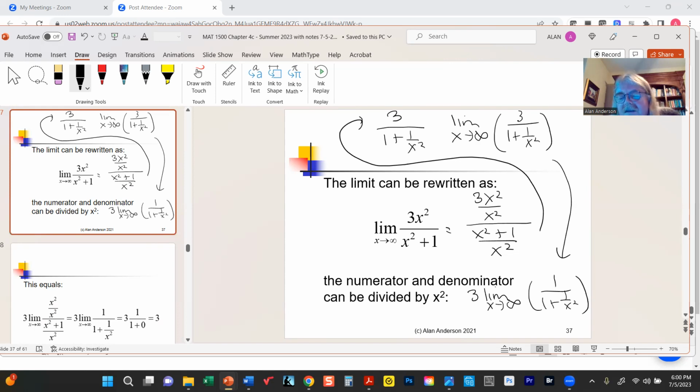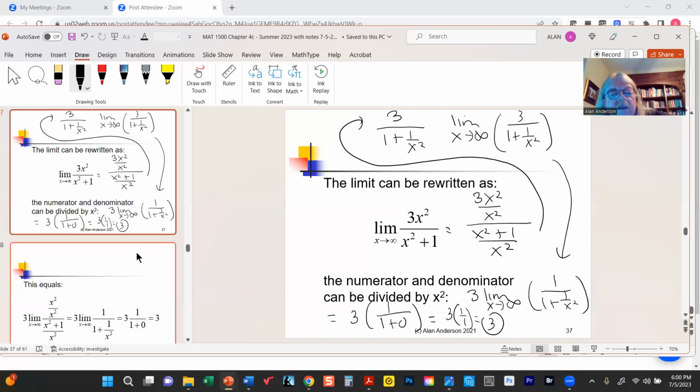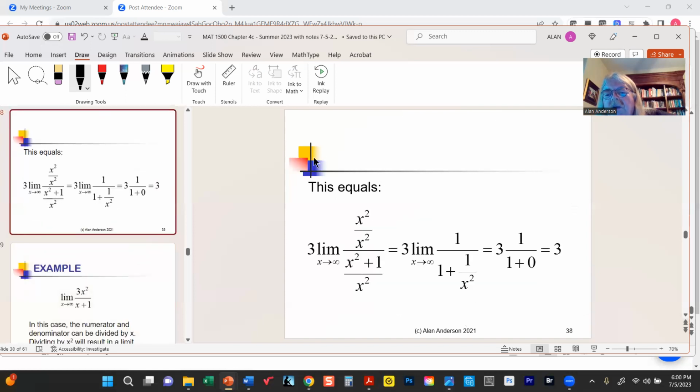But guess what? This is helping us because the limit now can be solved directly. We have 1 over 1 plus 0, because as we saw a minute ago, the limit as x goes to infinity of 1 over x squared is just 0. So we actually end up with 3. Ooh, now that was interesting.